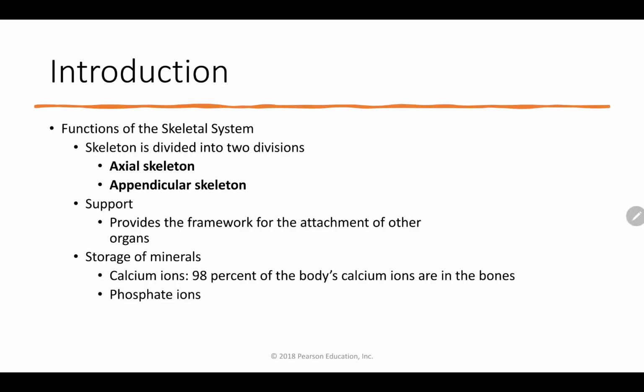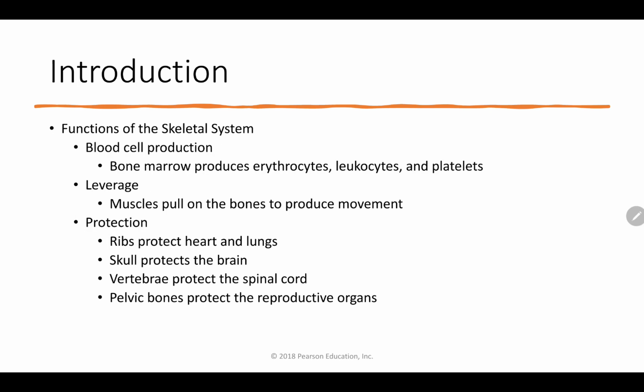When we're looking at the skeletal system, it can be divided into two divisions, axial and appendicular skeleton. The skeletal system provides the framework for the attachment of other organs, and we're also able to store a huge amount of calcium. 98% of the body's calcium is going to be in bones, and we're also able to store phosphate ions in bones as well. Here are the functions of the skeletal system.